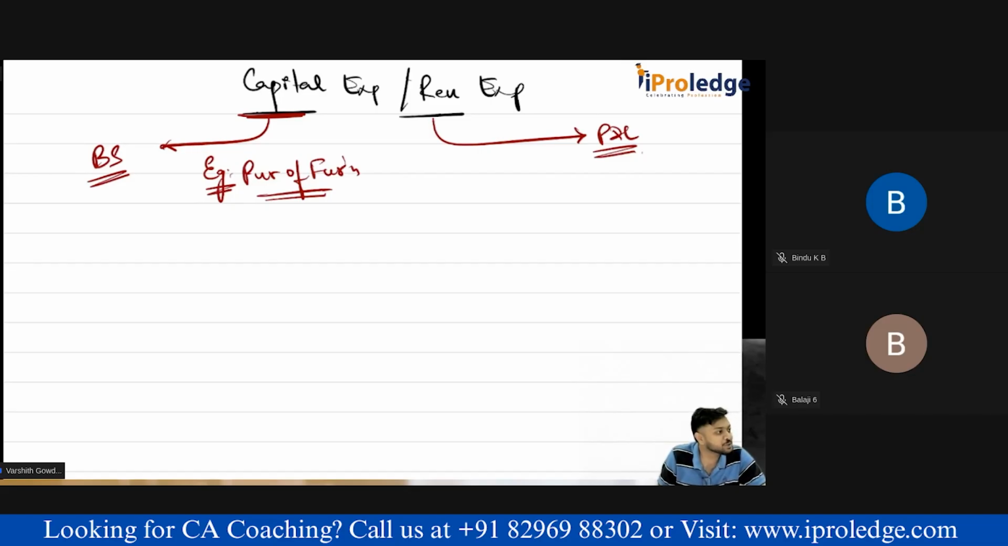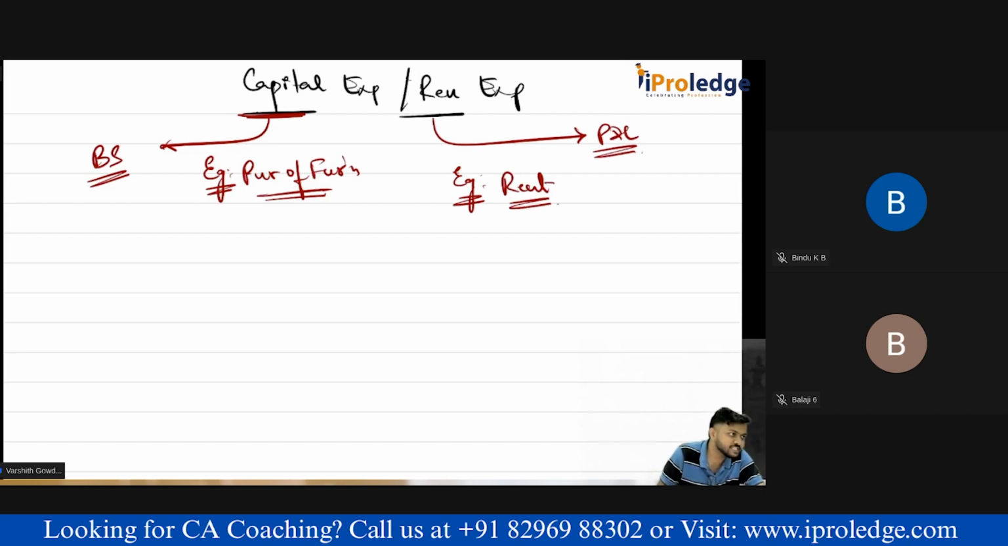Furniture account debit to cash. So it is directly going to the balance sheet. Nothing is coming to the profit and loss account. Okay. Example of revenue: rent. Correct? Will rent go to the P&L account? Yes. It's an expense. It will go to the P&L account.